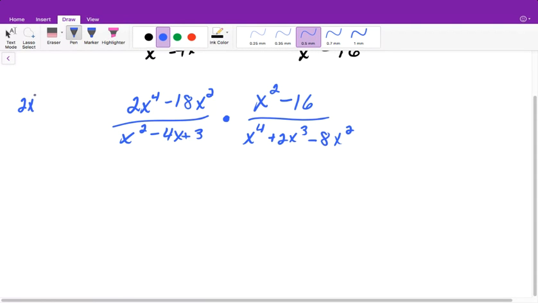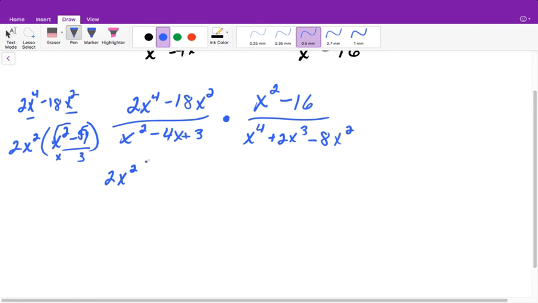So this 2x to the fourth minus 18x squared, well, 2 can come out of both, and x squared can come out of both. So it's 2x squared. And we're left with x squared minus 9. And hopefully by now, this one is easy for us to factor because we can take the square root of each, x and 3. So it's 2x squared, and then it's x plus 3 times x minus 3. All right, now we need to move on to the next one.